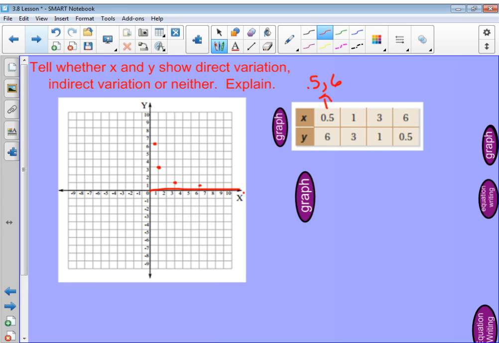As I graphed this, you will notice that we ended up with a curved line. A curved line would tell us that it is an indirect variation. Okay, so that's working when we get to graph them and see what the picture looks like. So let's try another one of those.